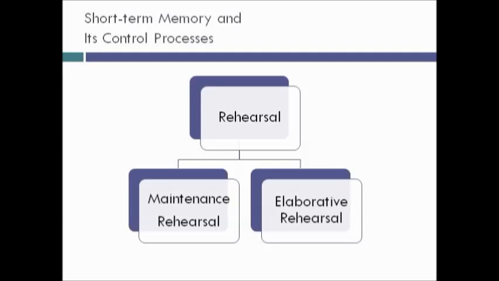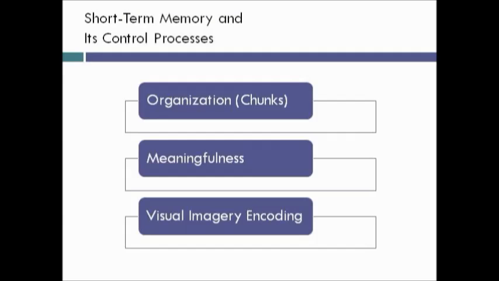It means in maintenance rehearsal we are repeating the new information again and again, whereas in elaborative rehearsal we are creating some relation between already existing knowledge and the new knowledge. So this is one process of controlling the short term memory. The other processes are organization, providing meaningfulness, and visual imagery encoding.